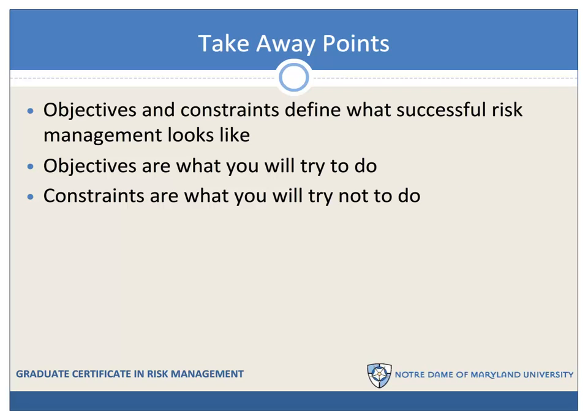Let's summarize by repeating a couple of simple points. Objectives and constraints define what successful risk management looks like. Objectives are what you will try to do. Constraints are what you will try not to do.